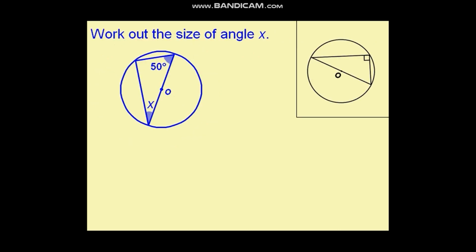Now here's a question involving that circle theorem. Press pause and have a go. When you're ready, press play.